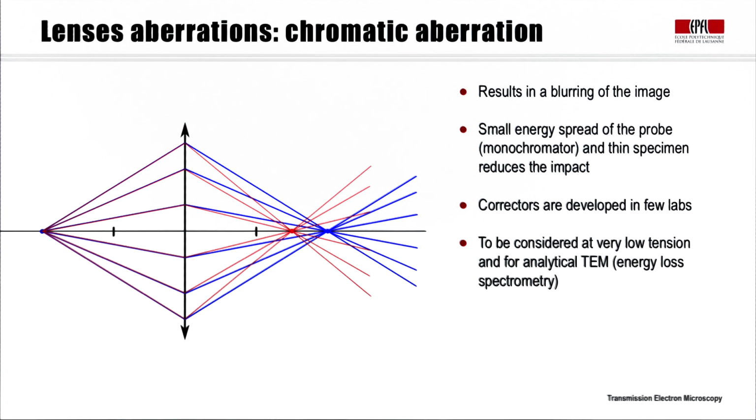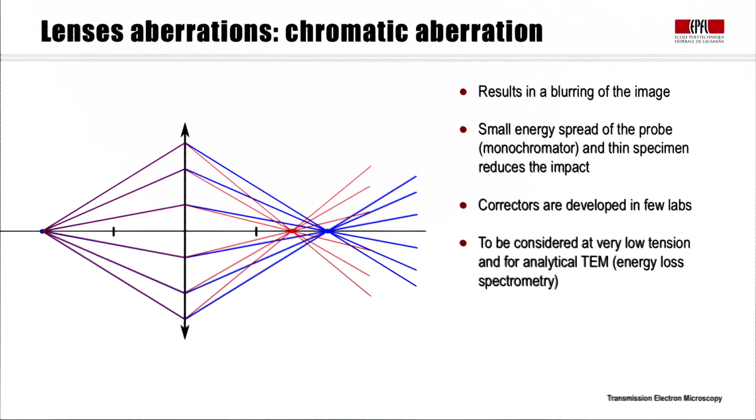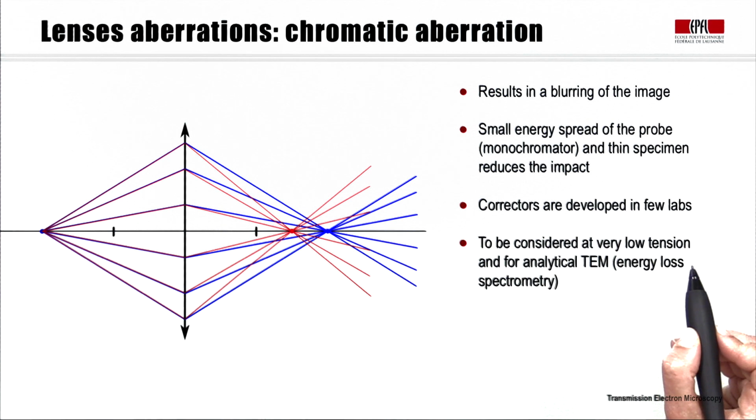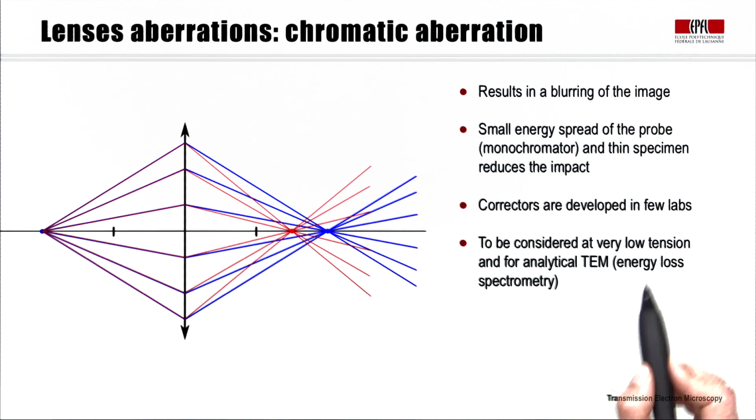Like for spherical aberration, for chromatic aberration, it is in principle possible to develop correctors, but they are only developed in very few labs, and it's still a research area, while spherical aberration correction exists nowadays on commercial instruments. It's important to consider it at very low tension, but also if you want to analyze the energy loss by the electrons, and this will be part of a later module.